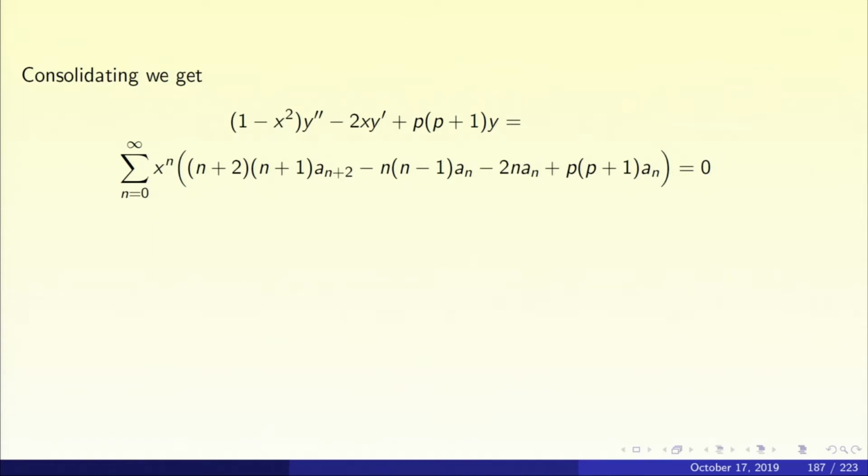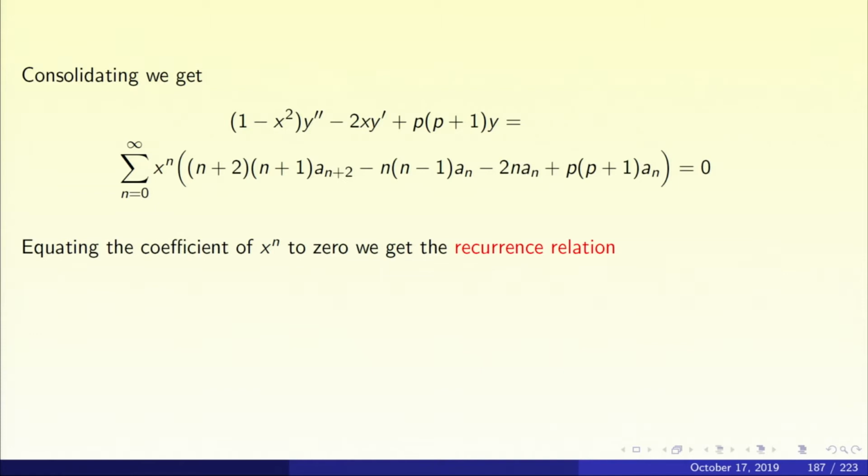It's (n+2)(n+1) a_{n+2} minus n(n-1) a_n minus 2n a_n plus p(p+1) a_n equal to 0. Now we must combine all the a_n terms together and we'll get a nice pattern that you see, and this power series is identically 0. When is a power series identically 0? When every coefficient is 0.